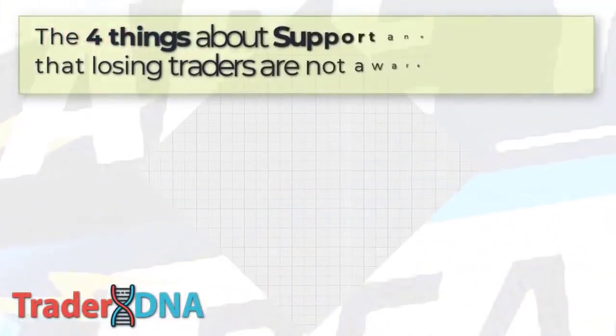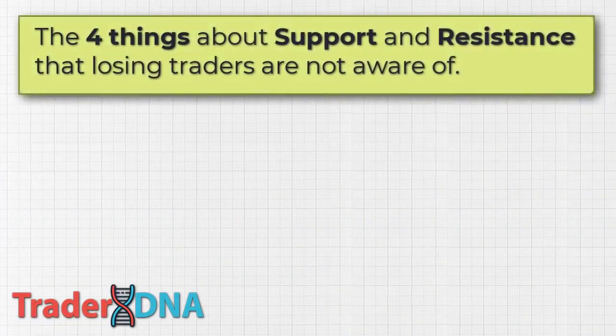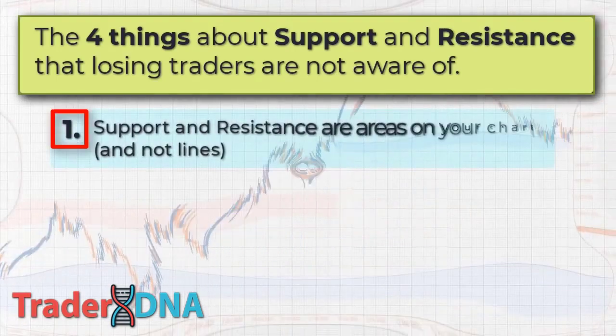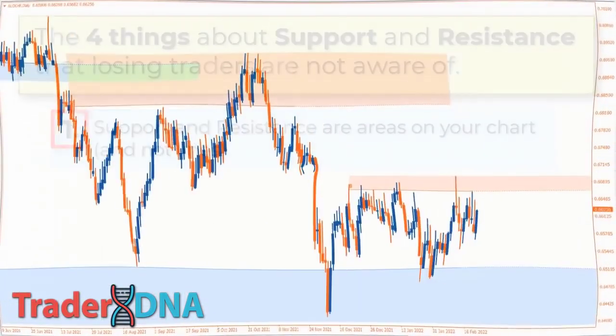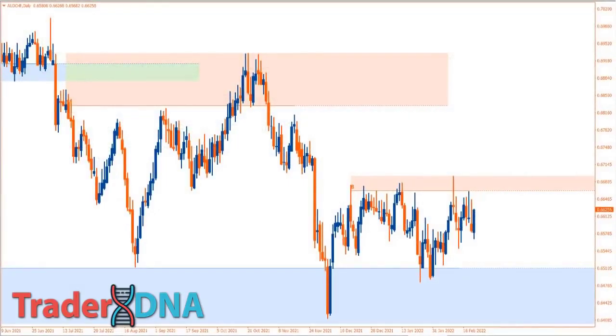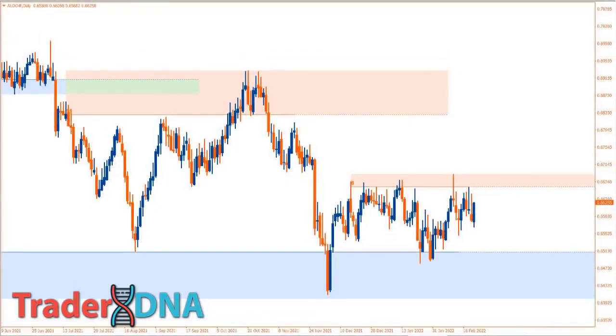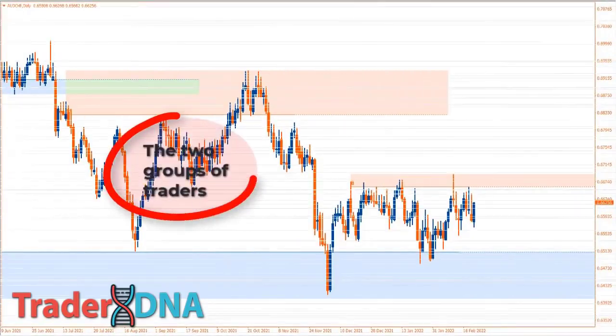The 4 things about support and resistance that losing traders are not aware of. First, support and resistance are areas on your chart and not lines. Why are support and resistance areas on your chart? Because of these two groups of traders.